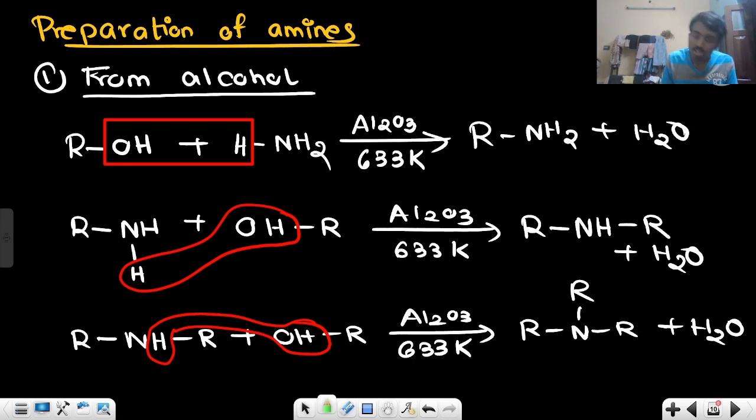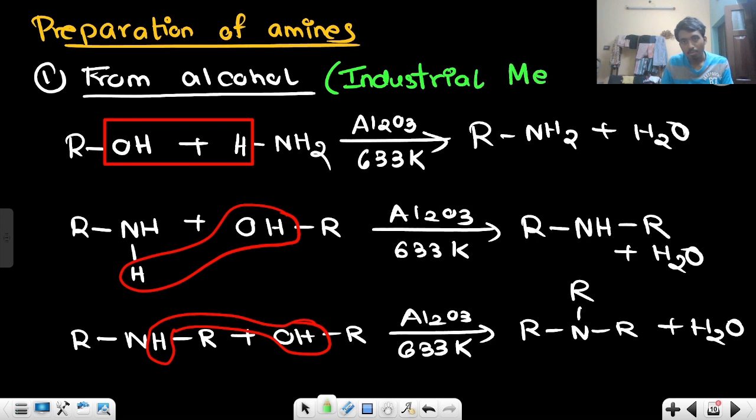Preparation of amines. First is the preparation from alcohol, and let me write it in the bracket. The reactions have already been written. It is the industrial method of preparation. So if in the question it is coming, write the industrial preparation method of amine, then actually it is asking you for preparation from alcohol. Alright. So you can see that I have taken one alcohol, ROH, and I am reacting it with NH3, ammonia, not amine, because I have to form the amine. I cannot react it with amine, I have to form the amine.